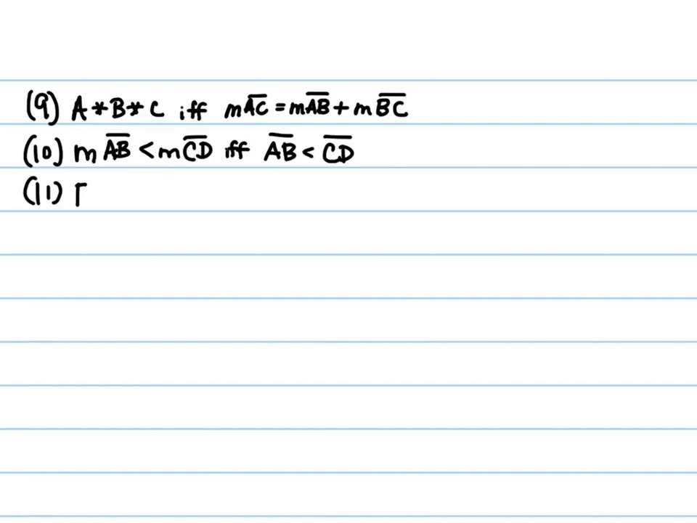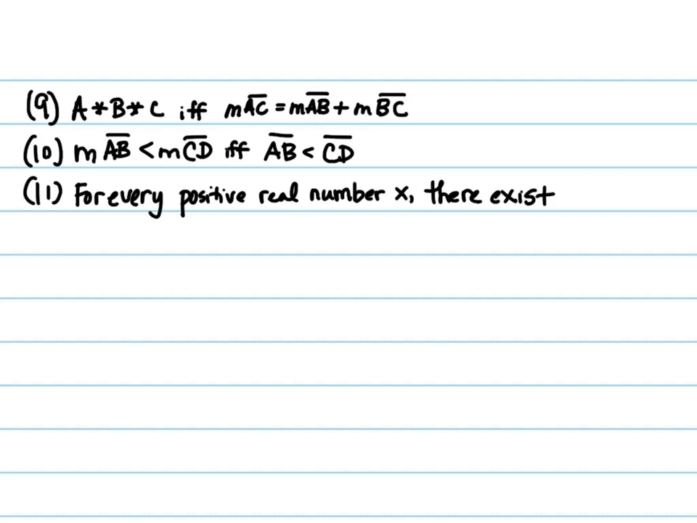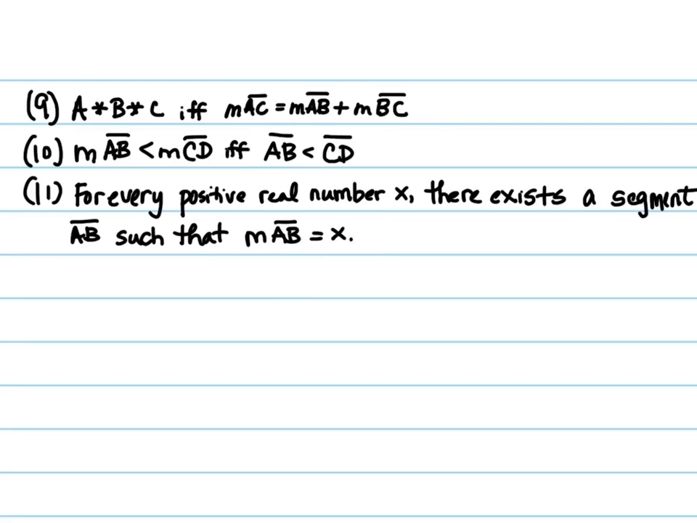And our last one says the following. For every positive real number X, there exists a segment AB such that the measure of AB equals X.